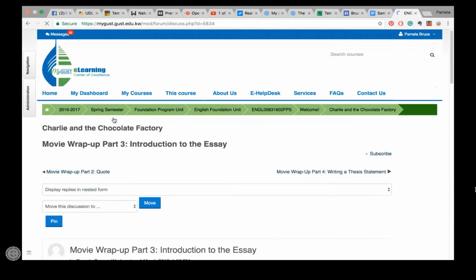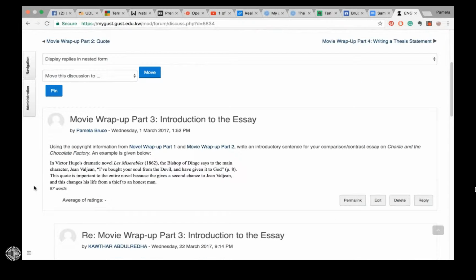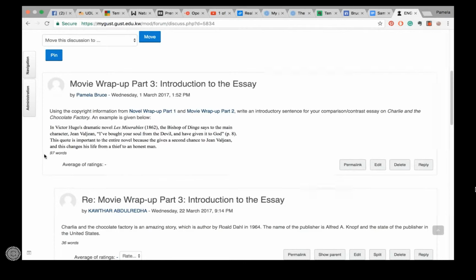When they have done all of those tiny pieces for the introduction, they again are given a chance to take their copyright information for the novel, the quote that they had, and their one sentence explaining why that quote is important, and turn it into the very first part of the introductory paragraph. So again, they're given an example that they can follow.